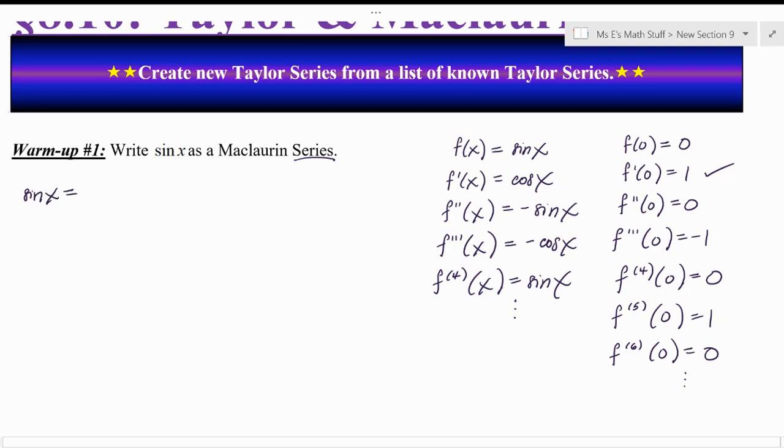So sine of x would be f of 0, which was 0, plus f prime of 0, which was 1, times x divided by 1 factorial, plus f double prime of 0, which was 0, times x squared divided by 2 factorial, plus f triple prime of 0, which was negative 1, x cubed divided by 3 factorial, plus 0, x to the 4th over 4 factorial, plus 1, x to the 5th over 5 factorial, etc.